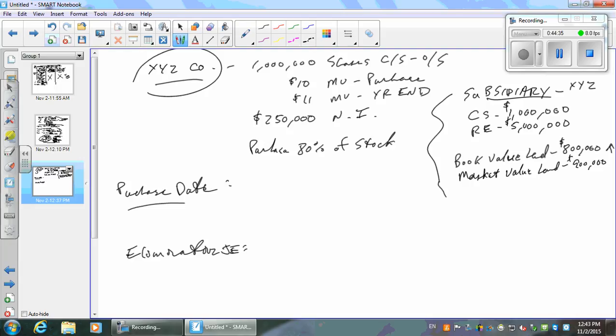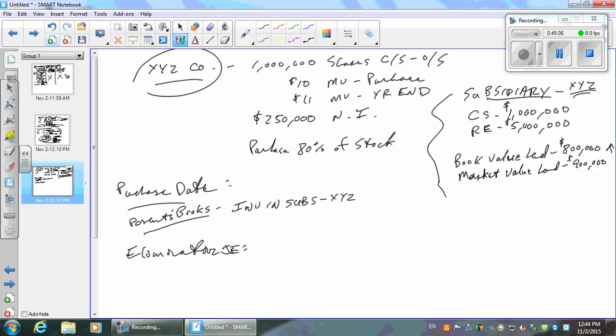What do you want to do at the purchase date? On the parent's books, only on the parent, of course. So this is going to be on the parent's books, and then, of course, on the subsidiary's books, XYZ company is going to be their equity, right? All right, what do you want to do in the parent's books? Debit investment in subsidiary. And because you might have more than one subsidiary, put the name XYZ on it typically.